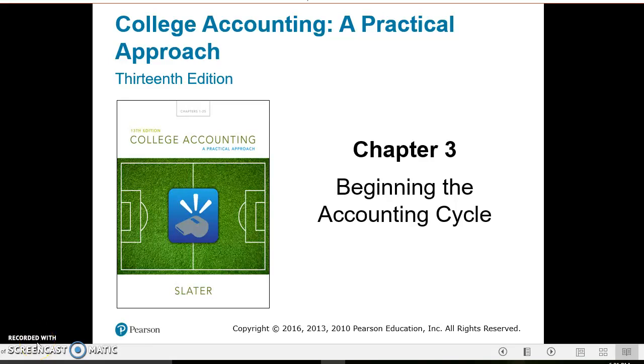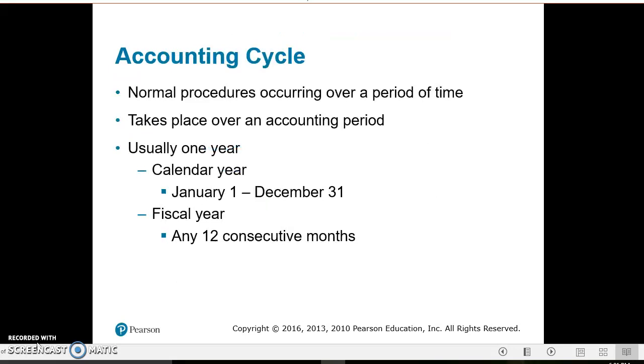Hello, we are going to be starting chapter 3 now. In chapter 3, we're going to talk about the beginning of the counting cycle, what the counting cycle means, and how that all works. The first thing we need to know is that the counting cycle is actually 1 year.